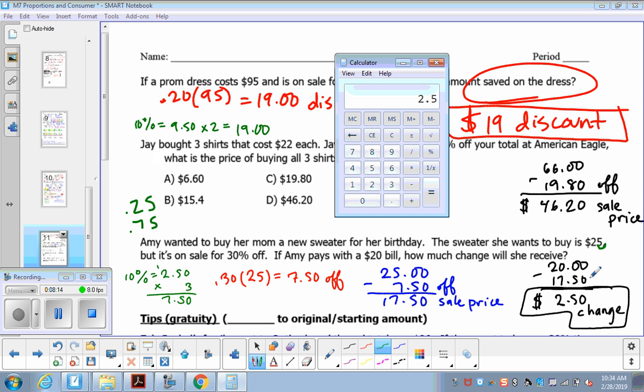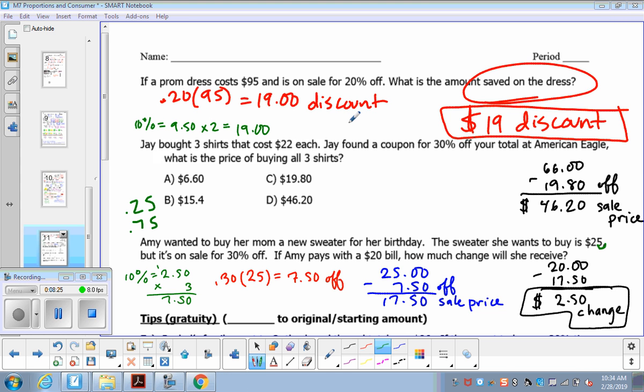All right? So she goes in with a $20 bill. She sees something that costs $25, and she actually walks out of there with change. Good deal, Amy. All right, and that takes care of how to find a discount or the sale price.